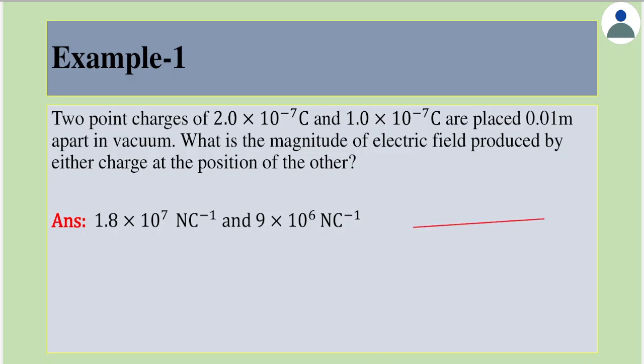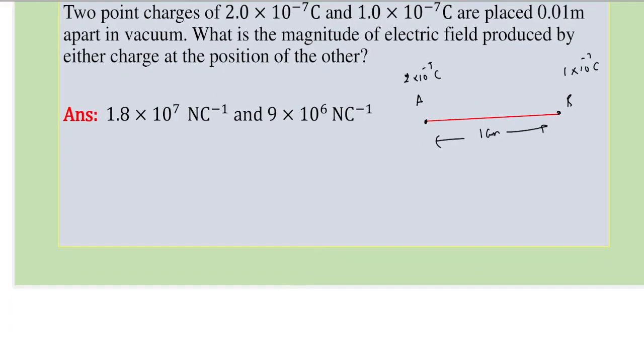Now to understand this, let us take two charges placed at some distance. We'll call the charge here as point A, this as point B. The charge here is 2 into 10 power minus 7 coulomb. The charge here is 1 into 10 power minus 7 coulomb. The distance between them is given as 1 centimeter. So the question says, what is the magnitude of electric field produced by either charge at the position of the other charge? We need to find the field which the charge at A creates at point B. Similarly, we should find the electric field which the charge at point B creates at point A.